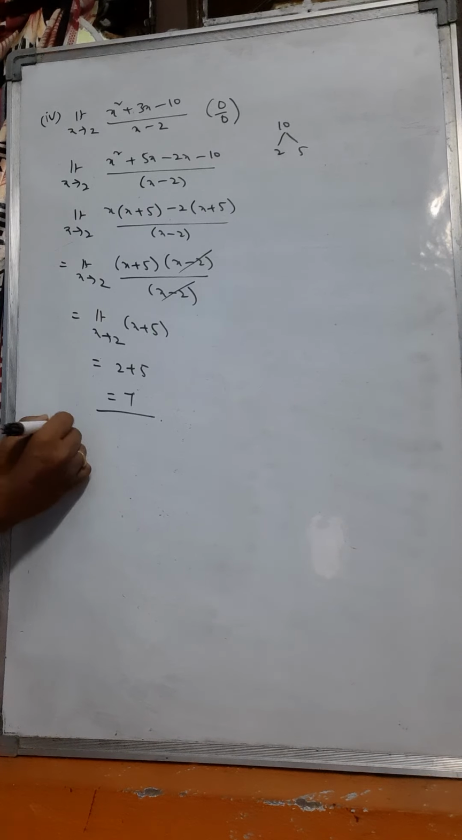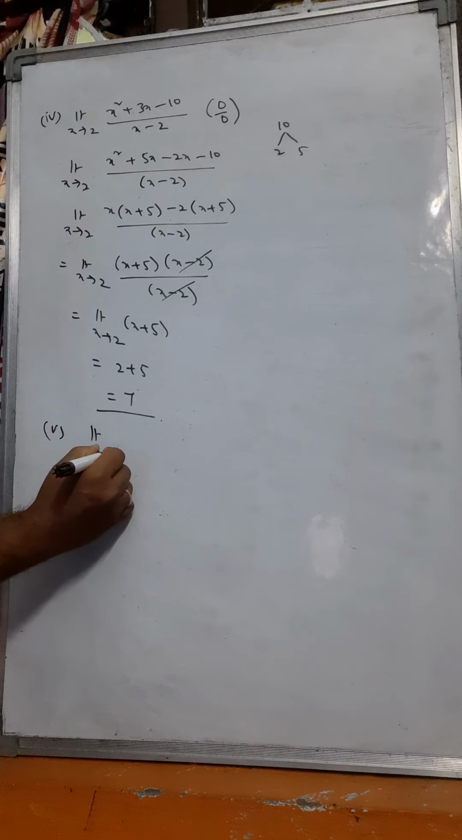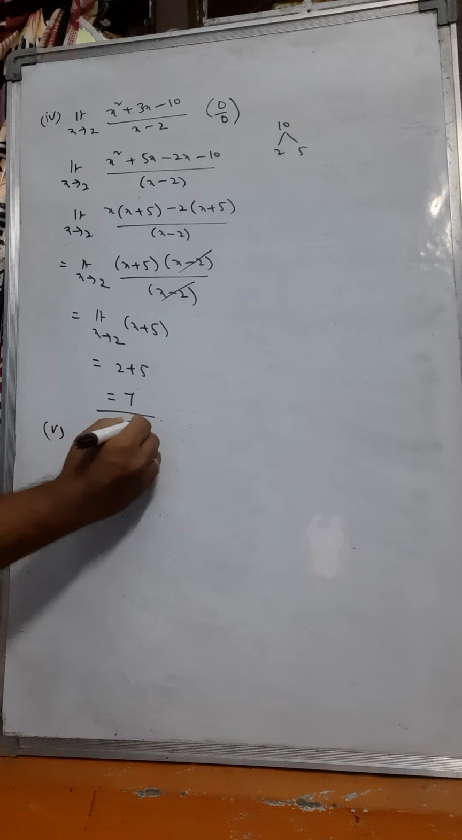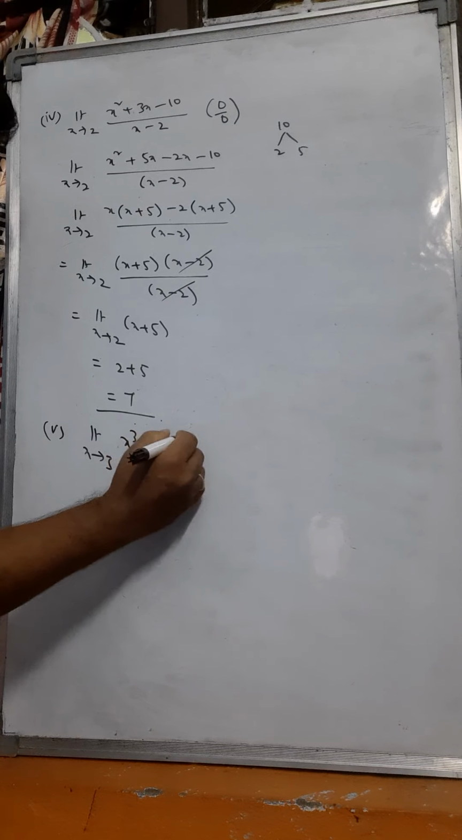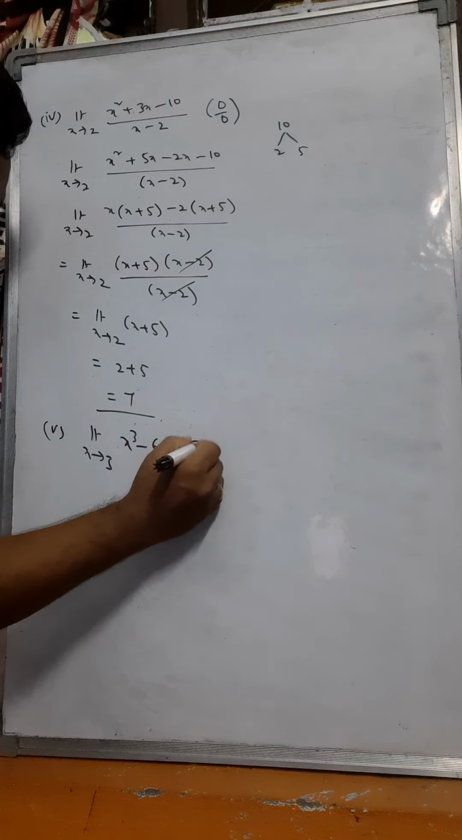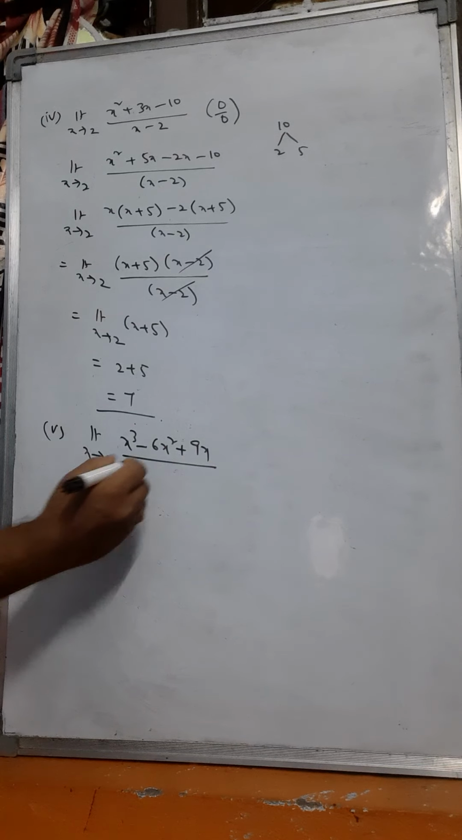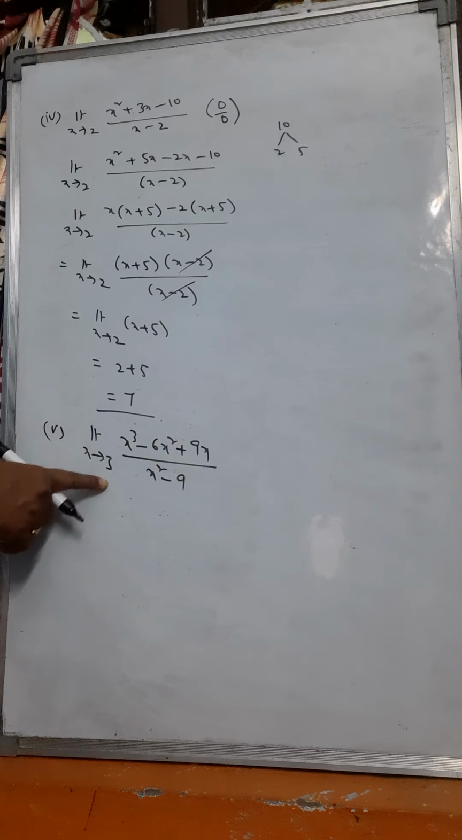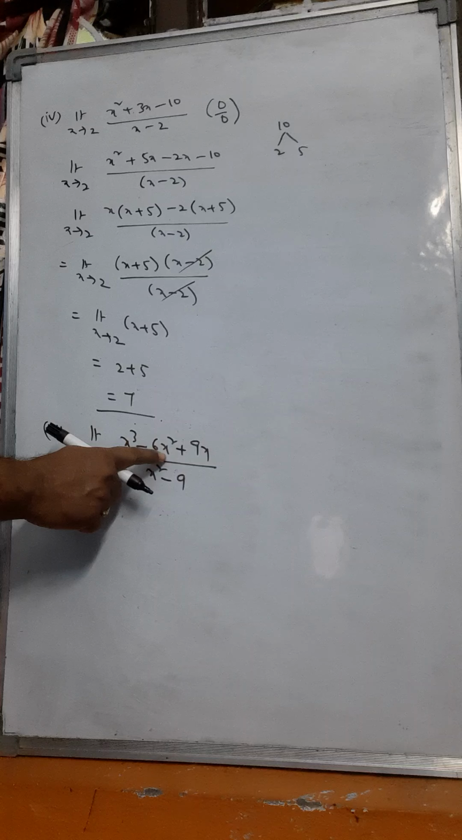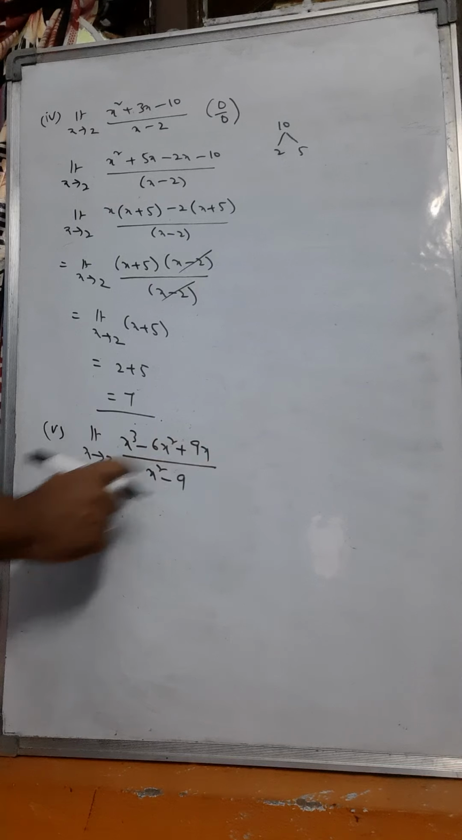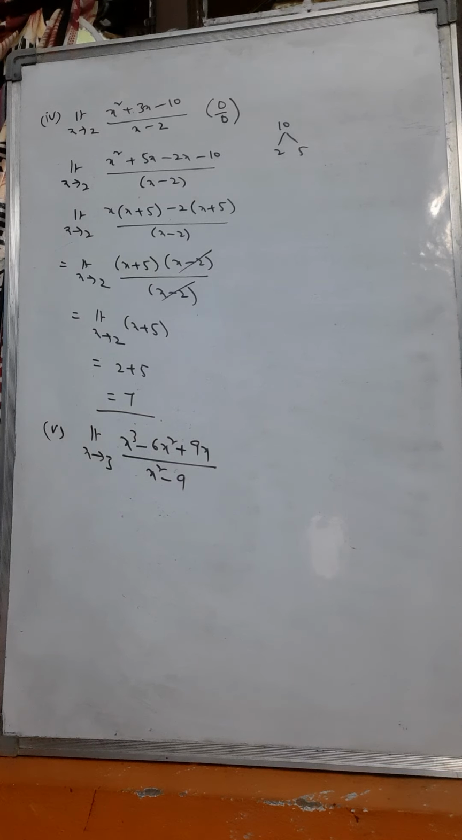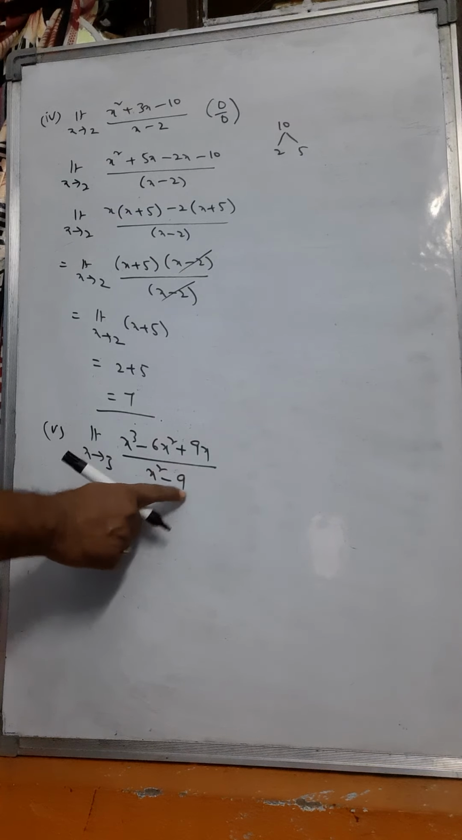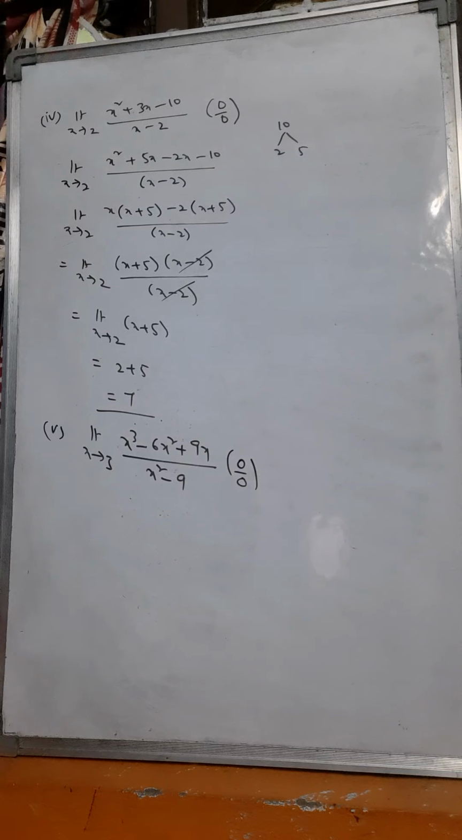Next problem, fifth problem. Limit x tends to 3, x cube minus 6x squared plus 9x by x square minus 9. So in this, if you put x equal to 3, 3 cube means 27, 3 square means 9, here 6 into 9 plus 9x, 9 into 3, 27. So 27 plus 27, 54 minus 54, we will get 0, and 0 by 9 minus 9, here we will get 0 by 0. It is an indeterminate form.